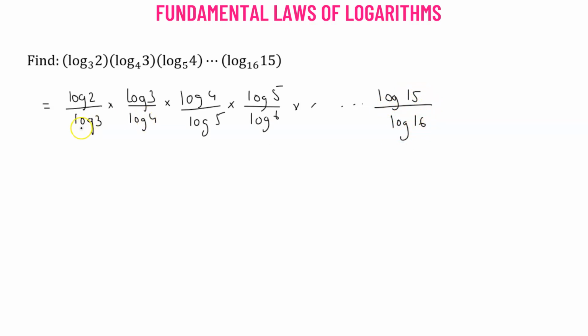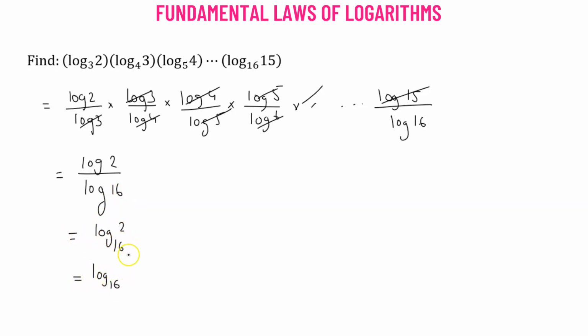Right. So here log 3 and log 3 go away. Log 4 and log 4, log 5, log 6 will go away with the next term, and we'll have log 15 cancelling out. We will be left with log of 2 divided by log of 16, which is equal to log of 2 with a base of 16. Now what's log of 2 with a base of 16? We can write 2 as 2 raised to the power of 4, raised to the power of 1/4.